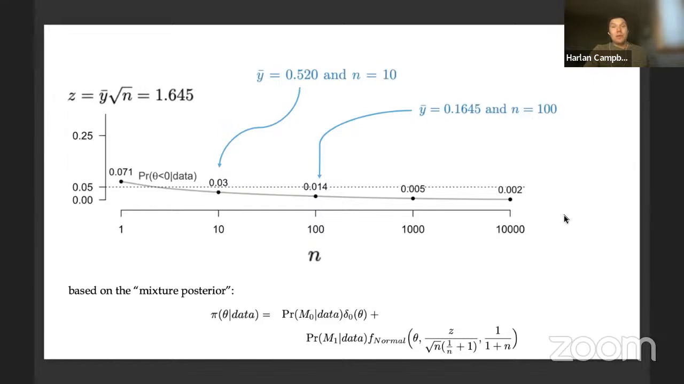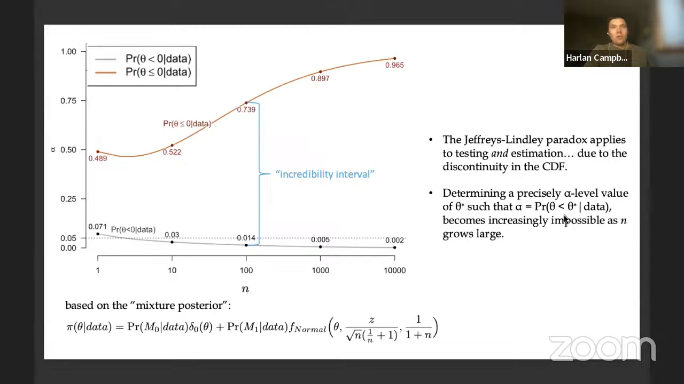And if we look at the next slide here, at the difference between these two lines, the bottom one is the posterior probability that theta is strictly less than 0, whereas the top one is less than or equal to 0. You see this widening gap between the two lines, which is odd, but can be easily explained.